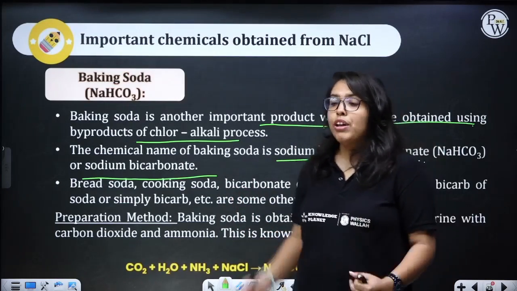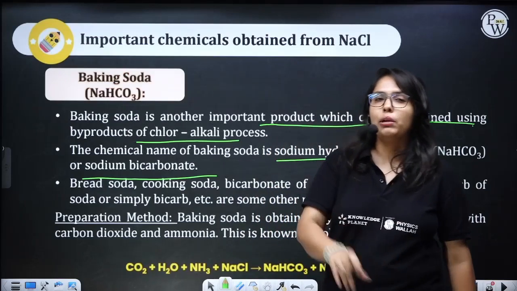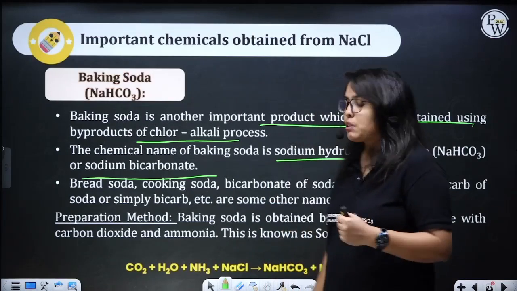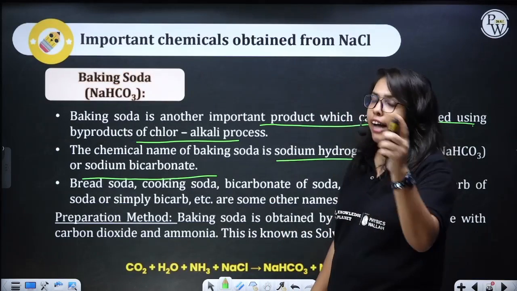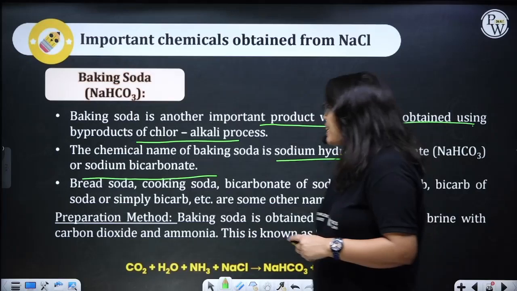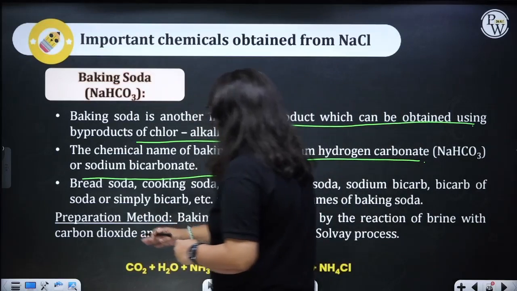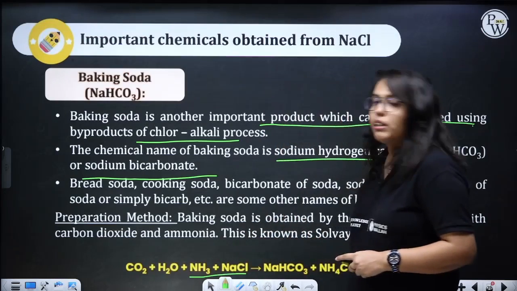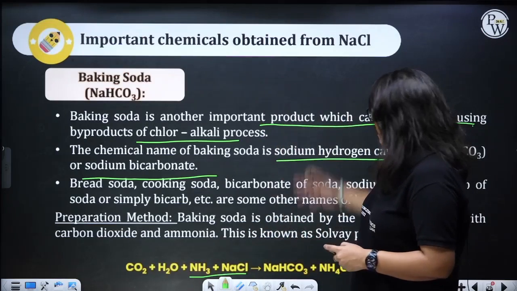But then again, they only add a pinch of it. Not more. Why? Because it has a bitter aftertaste. Why does it have a bitter aftertaste? I shall help you understand that. But let's first understand how it is prepared. When carbon dioxide and water are passed over ammonia and sodium chloride, what we get is baking soda.